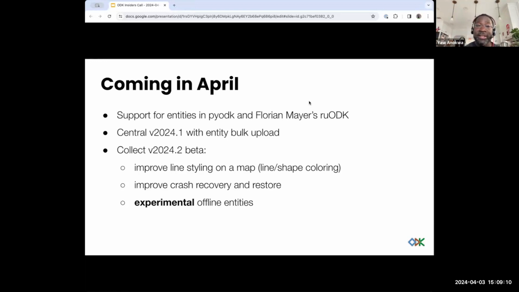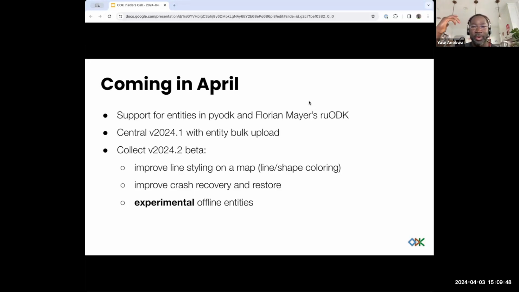Collect on the mobile side, three big features in the coming beta. The first is just improving line styling on a map. Yeah, that's pretty obvious. The second is, in the unlikely case that Collect crashes, we do have a feature in Collect called save points. And so we've improved both the recovery and restore of that, where it's just a better user experience. In the, again, very unlikely case Collect crashes, you have a better experience. It's kind of like Excel and Word's auto recovery feature.